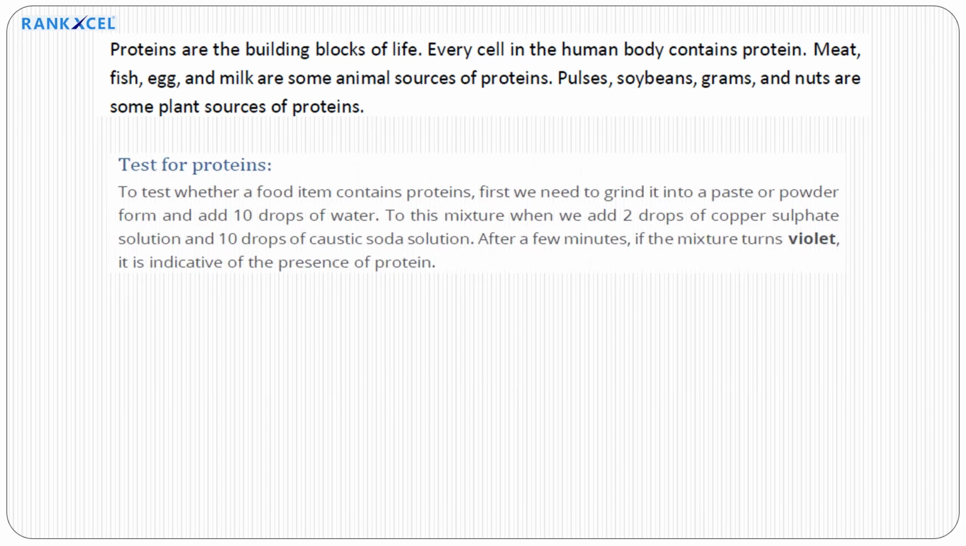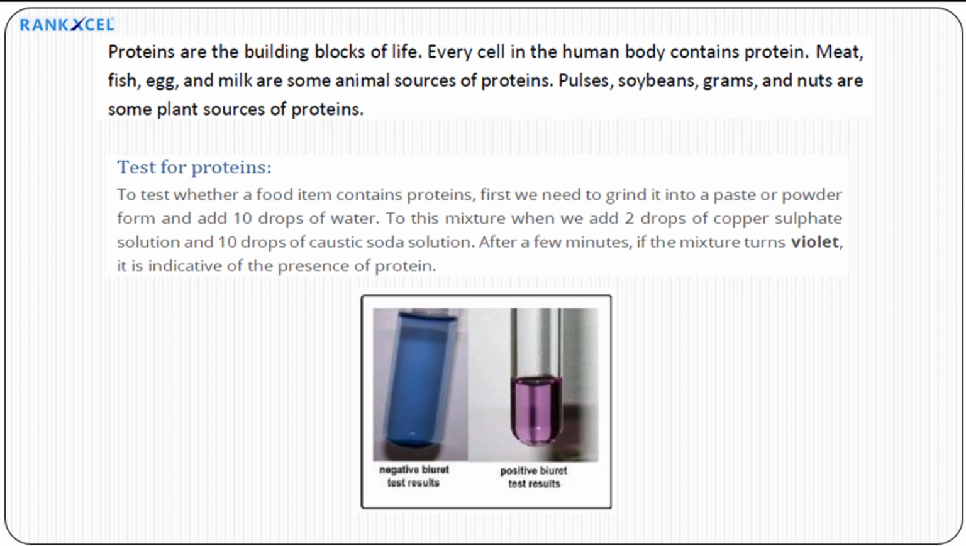Test for proteins. To test whether a food item contains proteins, first we need to grind it into a paste or powder form and add 10 drops of water. To this mixture we add 2 drops of copper sulfate solution and 10 drops of caustic soda solution. After a few minutes, if the mixture turns violet, it is indicative of the presence of protein.